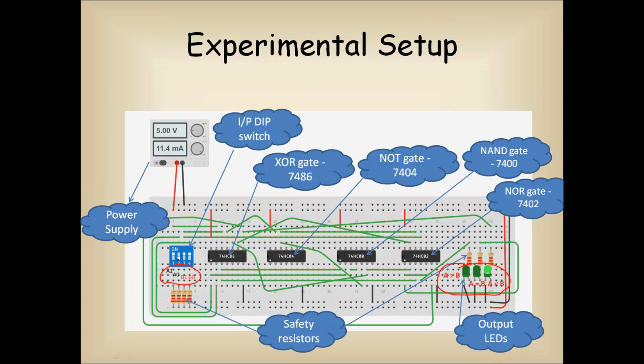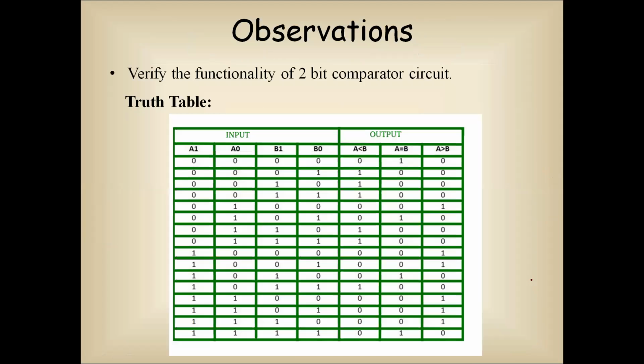Okay, so you can observe here the switch positions. Right now the switch positions are, so this is at 1, this is 0, and this is 1, and this is 1. So now actually this 1 0 is A and 1 1 is B. So now according to these inputs, A is less than B. So you can observe here the LED A less than B is glowing. So this is the experimental setup, and just verify this particular truth table. So A, B inputs and what will be the outputs. This is what you have to do.